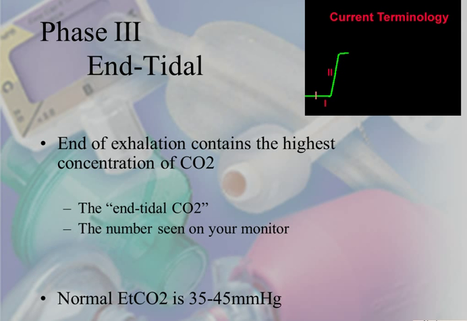And then phase 3, at the end of exhalation, contains the highest concentration of carbon dioxide. That's actually what we're measuring, the end-tidal CO2, the number seen on your monitor. So that is right here is what we're measuring. This is what we're hoping is 35 to 45 millimeters of mercury.